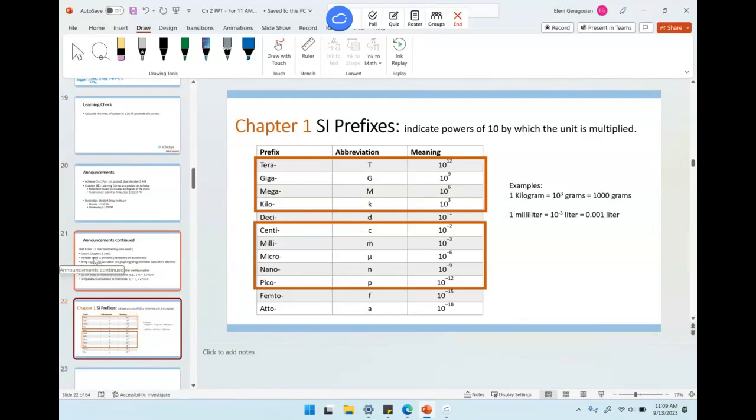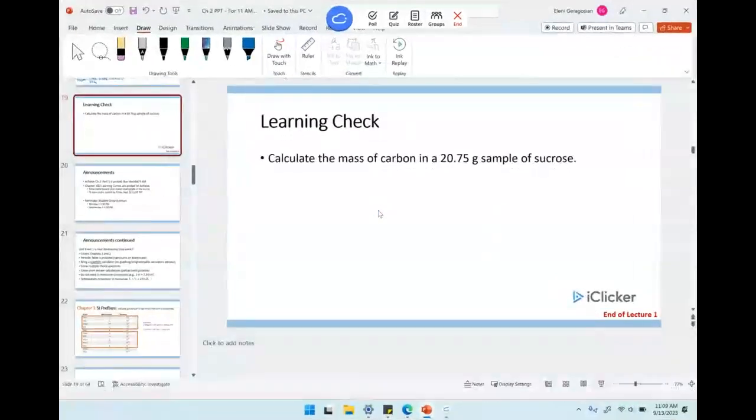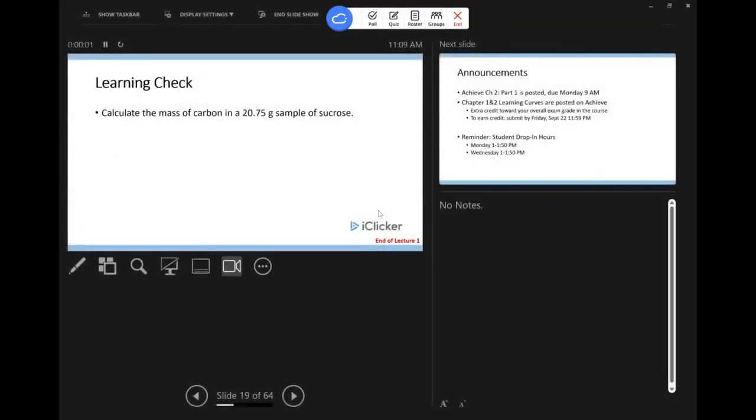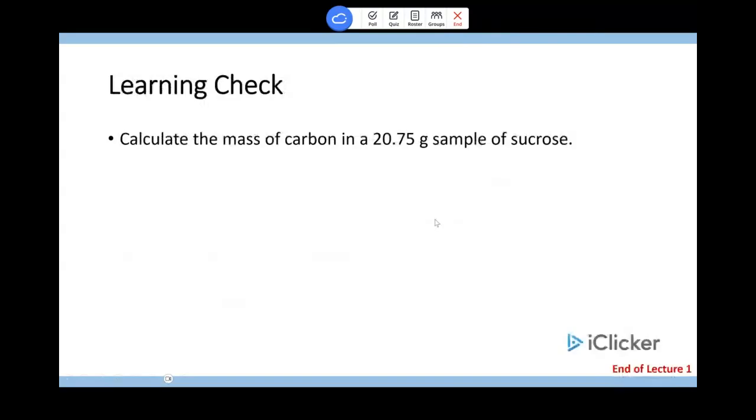Okay. All right, then we will get started on our notes. So we ended Monday with this iClicker question, and I just wanted to go through how to complete this question. Most people got it right, but we will go through it anyway as a little refresher. And then we'll move into the next unit.